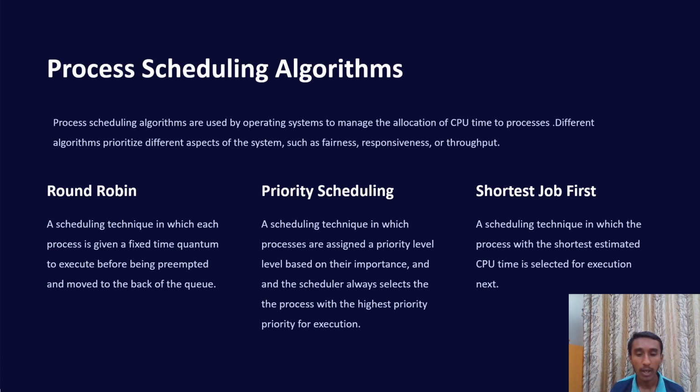Priority scheduling. A scheduling technique in which processes are assigned a priority level based on their importance and the scheduler always selects the process with the highest priority for execution. Shortest job first. A scheduling technique in which the process with the shortest estimated CPU time is selected for execution. Next.